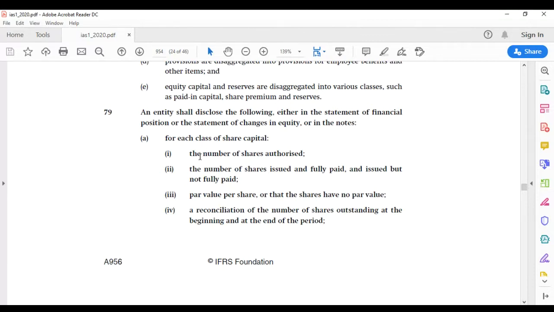We can just perhaps look at A, 1, 3, and 4. Those are the ones that you know. So they say for each class of share capital, what is a class of share capital? Something like ordinary share capital or preference share capital. So for each of them, we must have a note. And what must be disclosed in that note? Quite a number of things, but the things we know about at this stage already is the number of shares authorized.